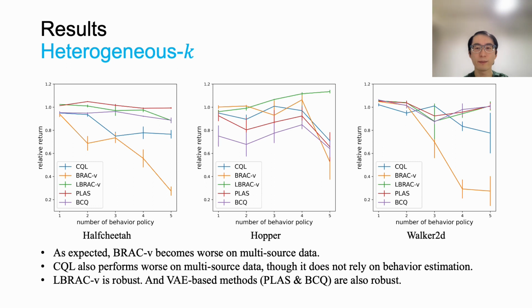Here are part of our experiment results. The x-axis of each figure denotes the number of behavior policies for the data. The y-axis denotes the performance ratio between the output policy and the behavior policy. As expected, BRAC-V, shown in orange, becomes worse when data is generated by multiple policies. One interesting observation is that the CQL algorithm, shown in blue, also performs worse on multi-source data, even if it does not rely on behavior estimation.